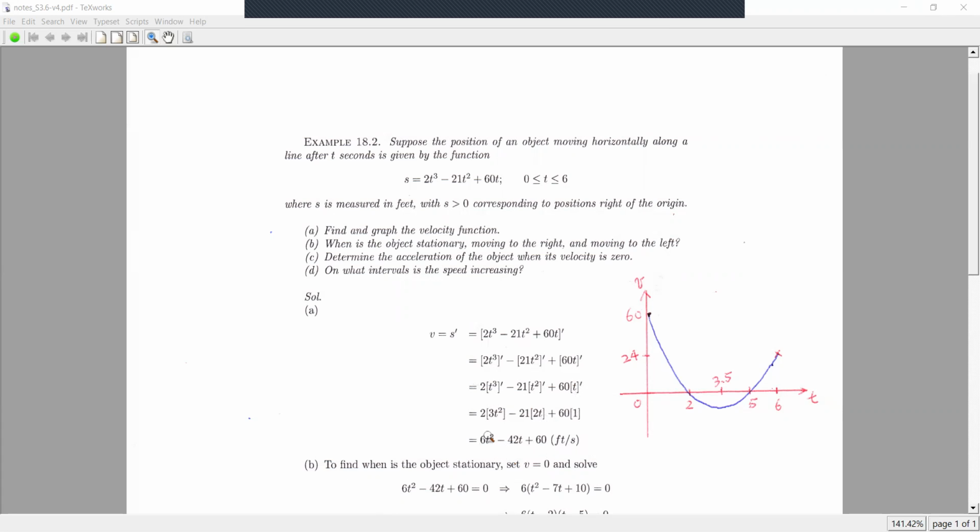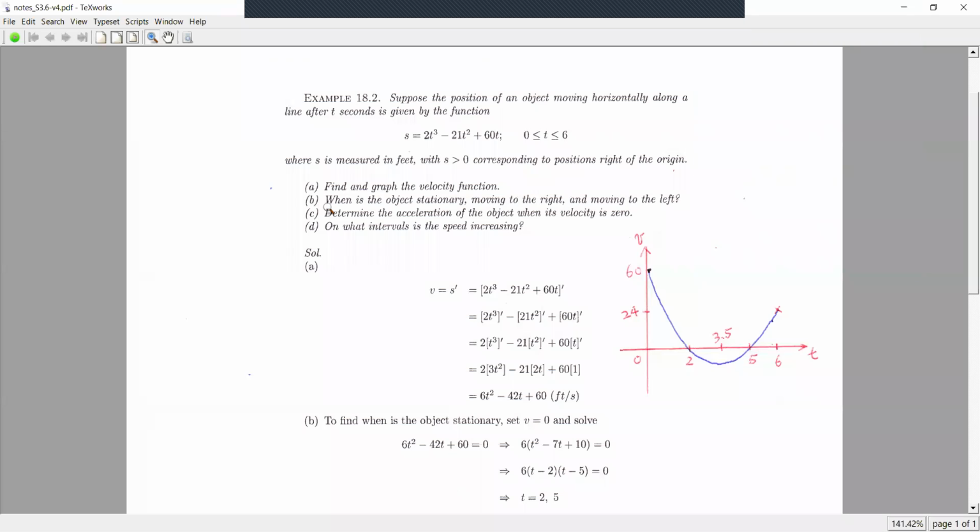It is a polynomial of degree 2. The graph of a polynomial of degree 2 is a parabola. Because the leading coefficient is positive, this parabola opens upward. It is easy to see that when t is 2, the function is 0. When t is 5, the function is also 0. So this is the graph of the velocity function.